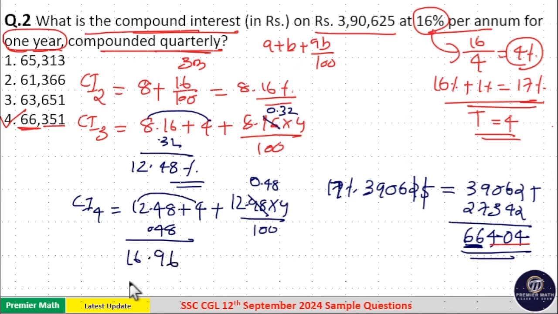16.48 plus 48 is 96. Now you can see it's 16.96%. This is around 17%. So if you calculate for 17%, you will get this one. If you calculate for 16.96%, you will get this one.